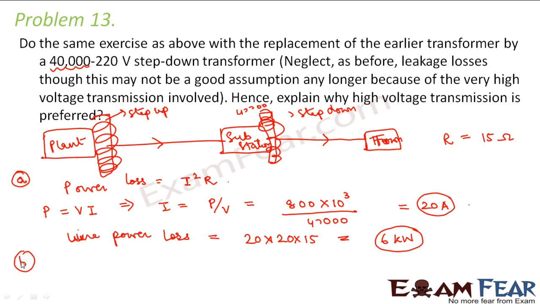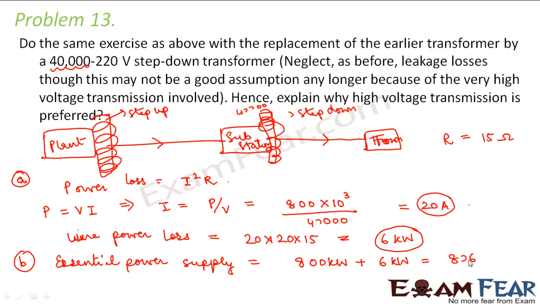Now let us solve the second part. In the second part, it asks how much should be the essential power supply by the plant. So the essential power supply will be equal to the needs of the town, that is 800 kilowatts, plus the power loss incurred, that is 6 kilowatts. So it should be 806 kilowatts, right?